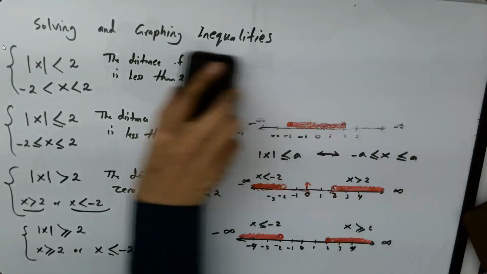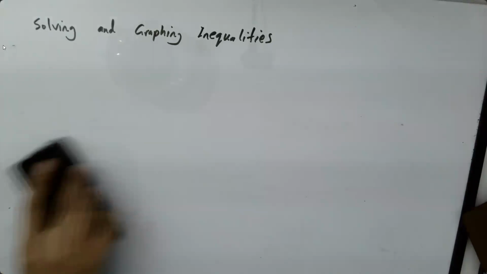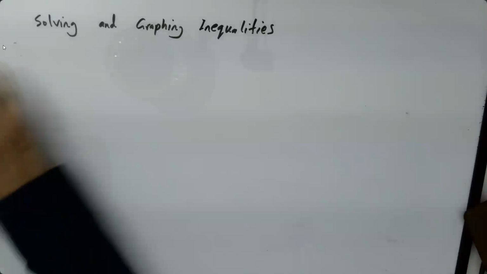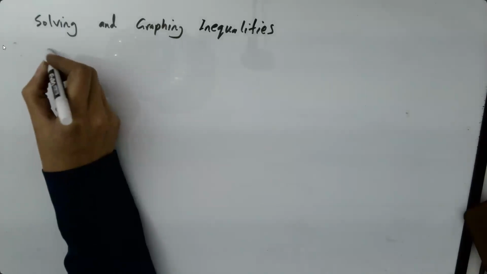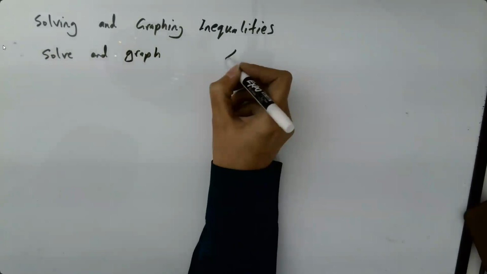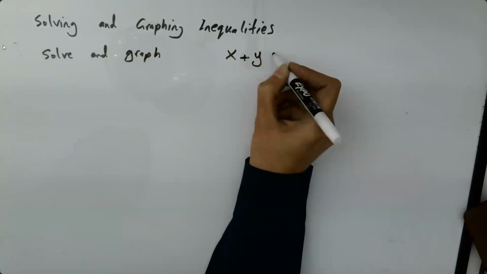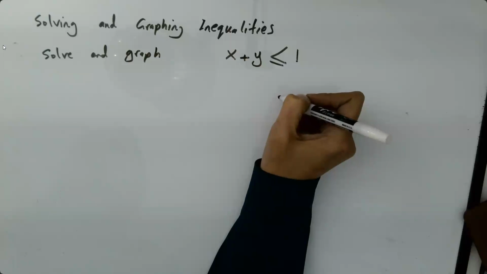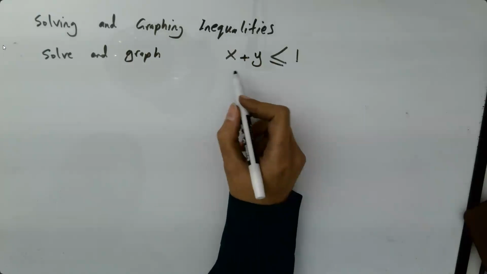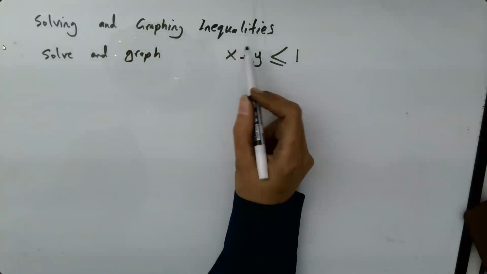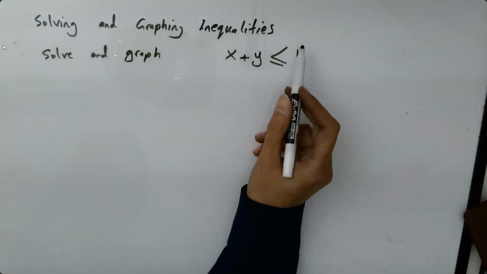Okay, now let's go to two-dimensional. Well, in two-dimensional, it's a different story. We need to be careful a little bit. Suppose I ask you to solve and graph x plus y less than or equal to 1. Okay, it says x plus y. If I add the x value with the y value, the sum must be less than or equal to 1.